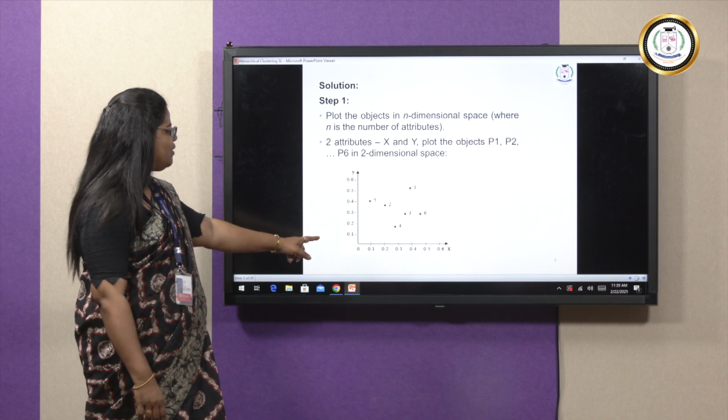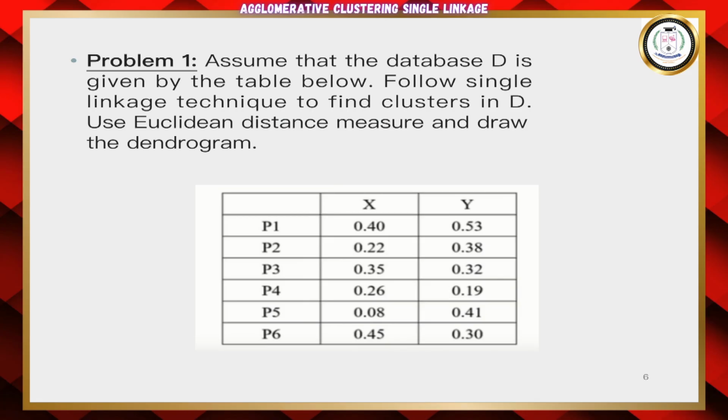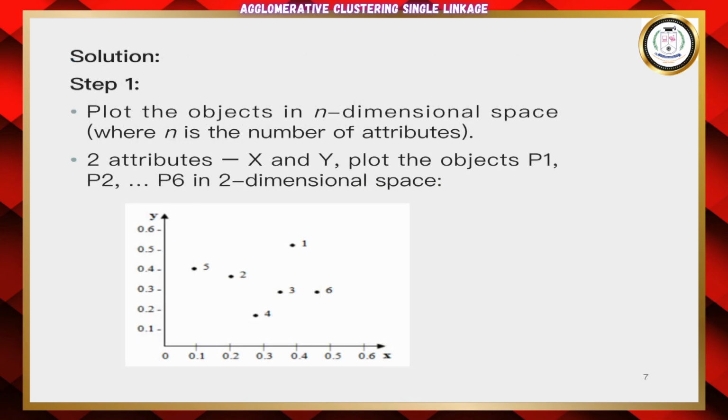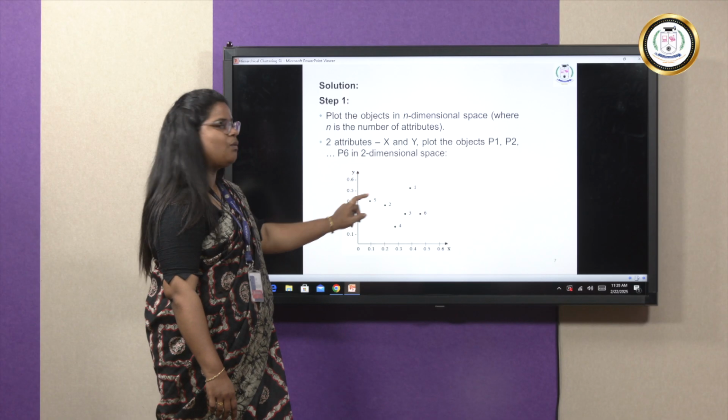How can we find out? Here for P1, 0.40 and 0.53 are the values. How can we plot this as a graph? Here the x value is 0.40 and the y value is 0.53. Likewise we can plot data items from data 1 to data 6.